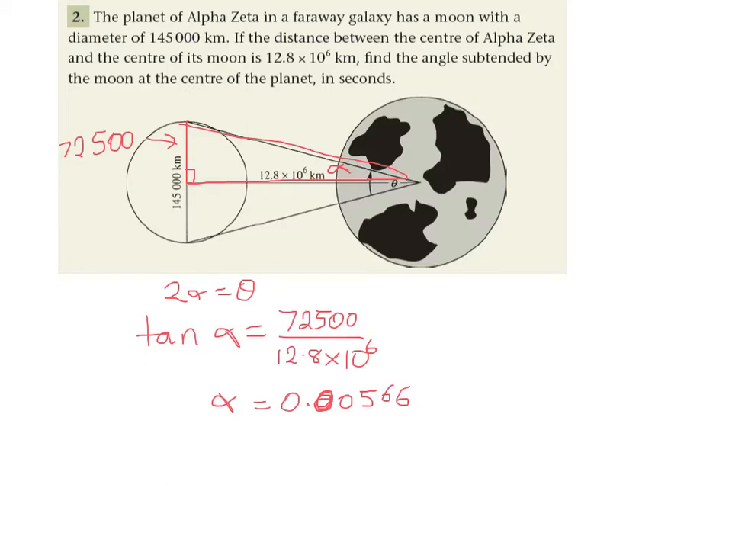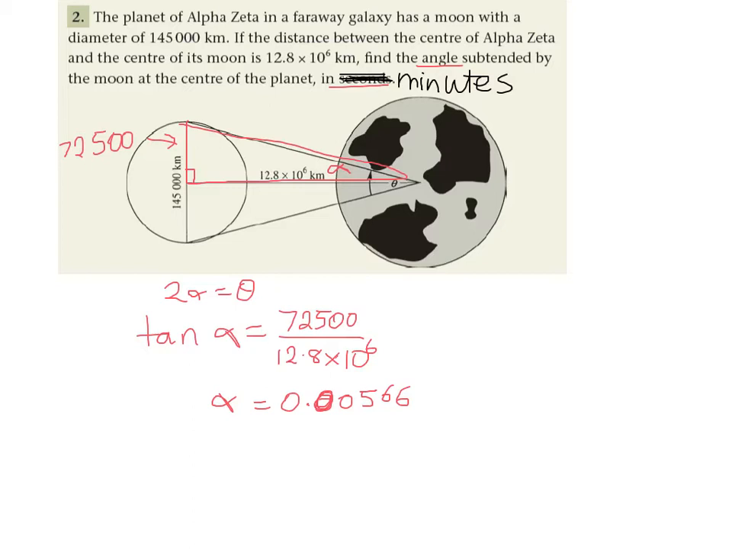Okay, and the question is asking to find the angle in seconds, although I think that really should say find the angle in minutes. Because remember, a degree can be split up into minutes, seconds, etc. This is going to be a small angle, so smaller than 1 degree. So we'll go to minutes.